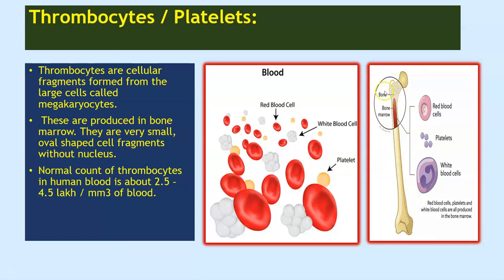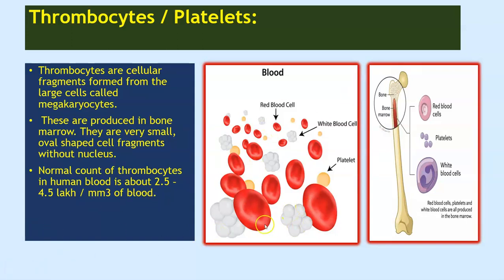Now have a look at this image here. This is your bone marrow, which is the site for the production of your RBCs, platelets and your white blood cells. This is how the different components of the blood appear. These are your RBCs, these are your WBCs, and these tiny ones are the platelets. The normal count of thrombocytes in human blood is about 2.5 to 4.5 lakh per cubic millimeter of blood.